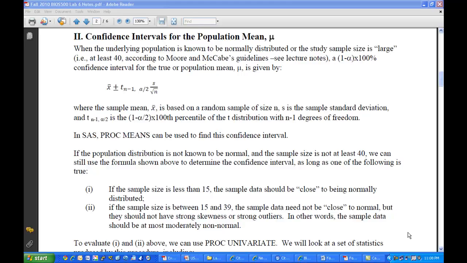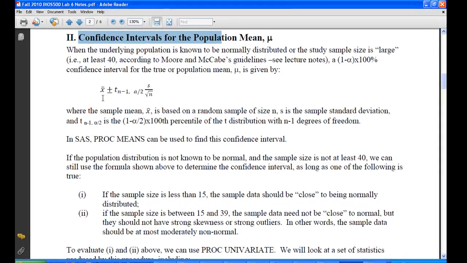This is the second of the two recordings for BIOS500 Lab 6. In this recording, we're going to talk about how we use SAS to determine confidence intervals for the population mean. And the formula we're going to ask SAS to implement is this one here. You can see that we're using the t-distribution based approach for calculating confidence intervals for the population mean.